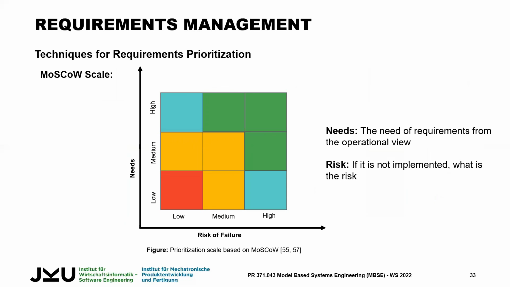And what are the needs here? The needs of the requirements from the operational view, and the risks are, if it is not important, what are the risks? These are the two things you have to understand when you are prioritizing the requirements. Any question here?